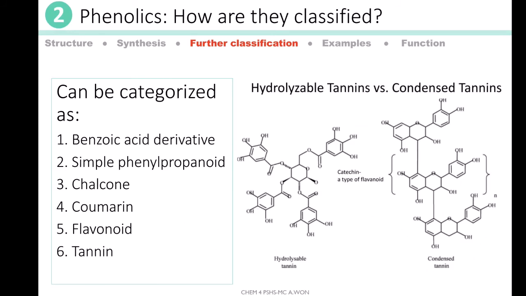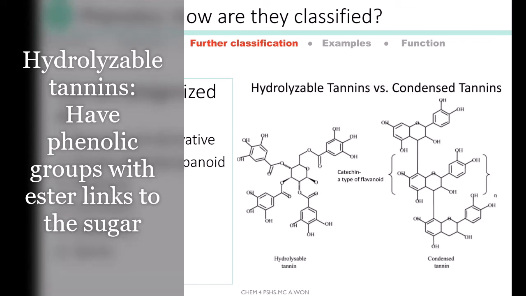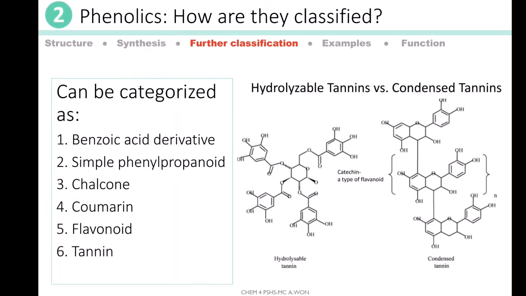Okay, next, tannins. Tannins can be hydrolyzable tannins or condensed tannins. Hydrolyzable tannins have a sugar molecule in the middle, and this sugar molecule is surrounded by gallic acid groups. Condensed tannins, on the other hand, are polymers of flavonoids. So you can see the structure of a flavonoid there that are connected with one another to form a larger molecule. So that is your condensed tannin.